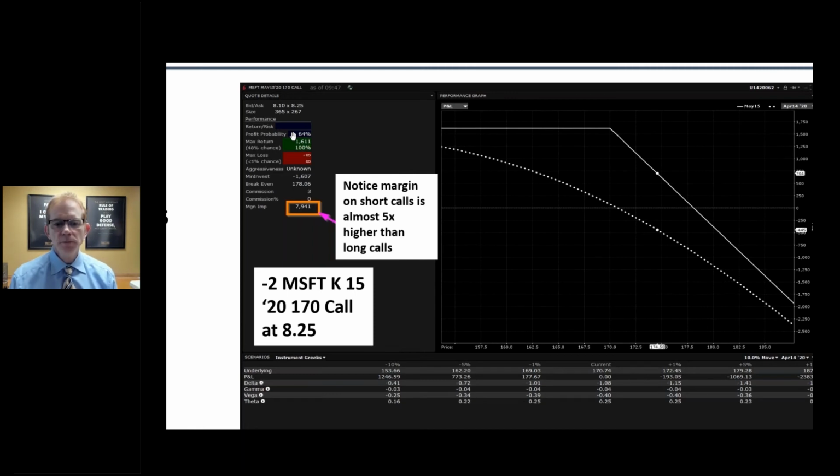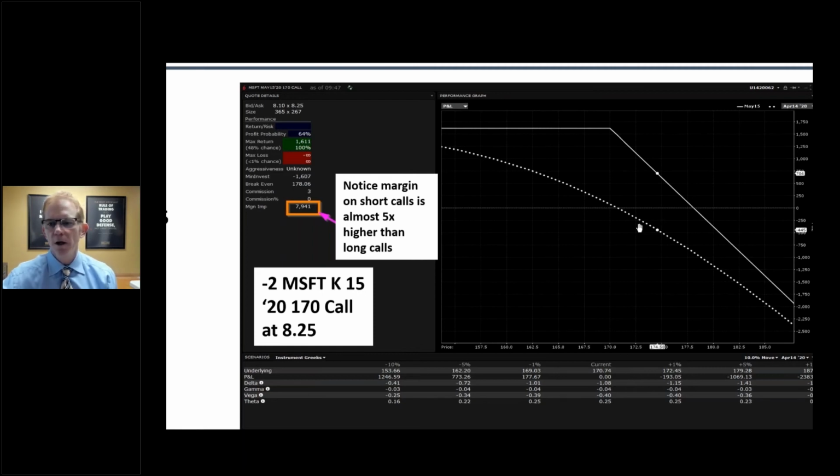So we notice here, here's our P&L graph at expiration. We sold a 170 call, and below 170, we keep the entire premium we collected. We keep the $1,610 or the $8.25 per call. And then our break even is 170 plus 8.25. So 178.25, and we see that here. And then we lose an unlimited amount above there.